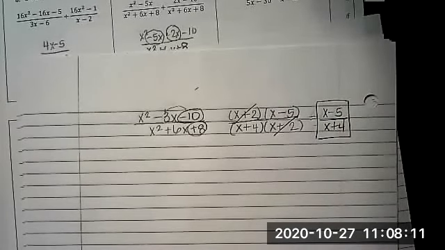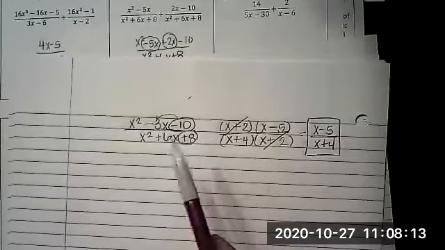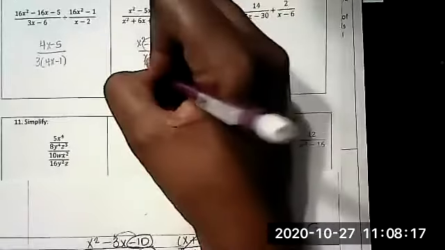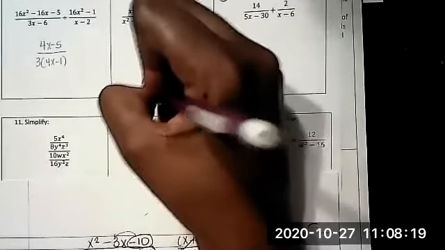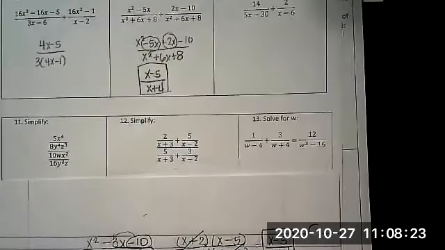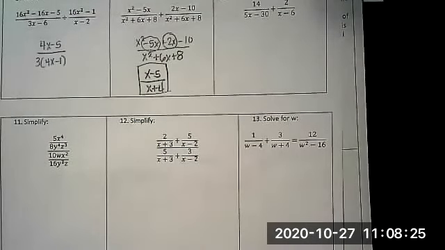So that was a lot, kind of. But once you got to it, you have to still factor. You can't just leave it this way. So x minus 5 and x plus 4, that is going to be your answer there. Okay. Perfect.